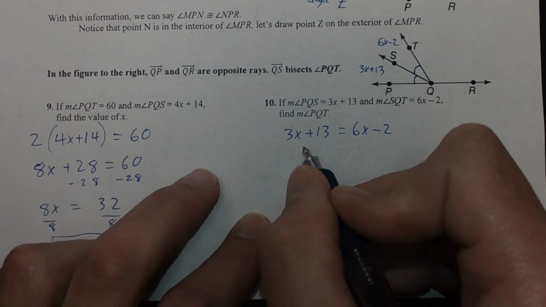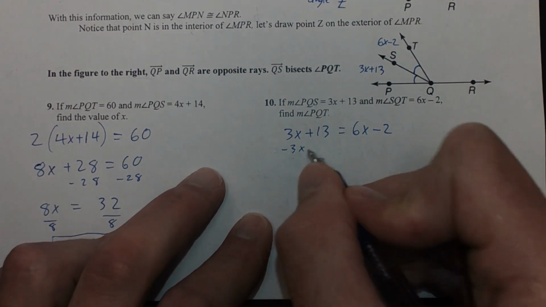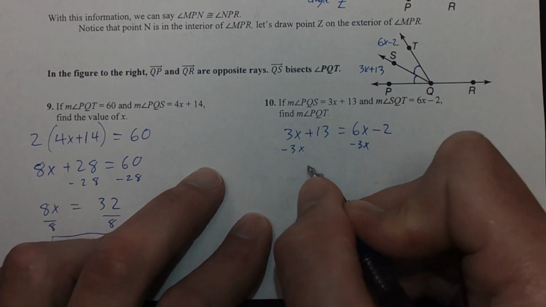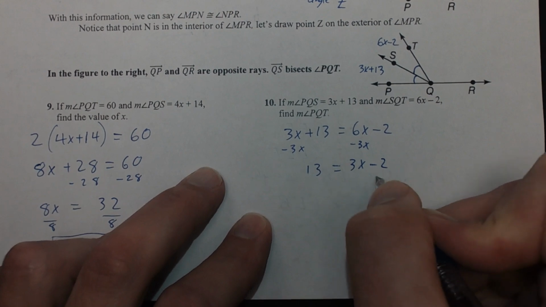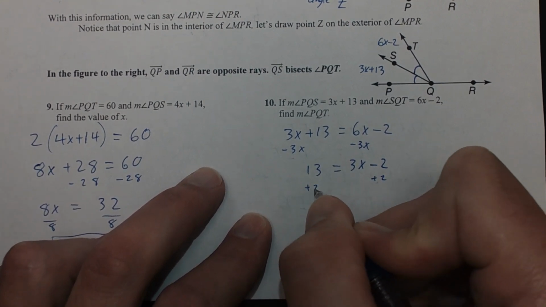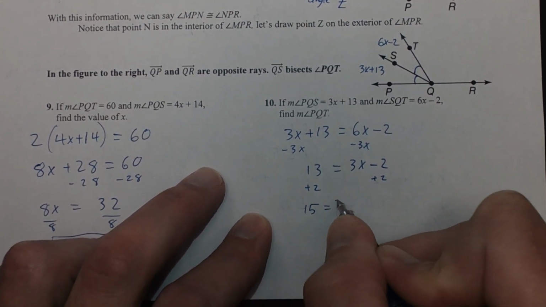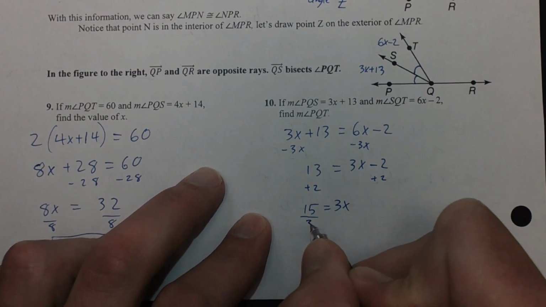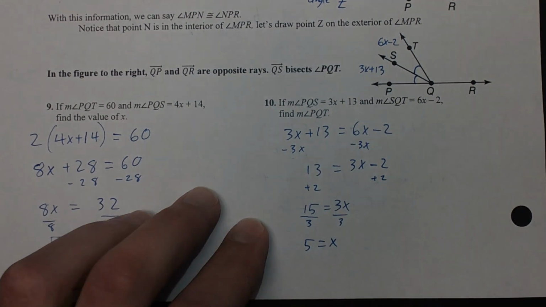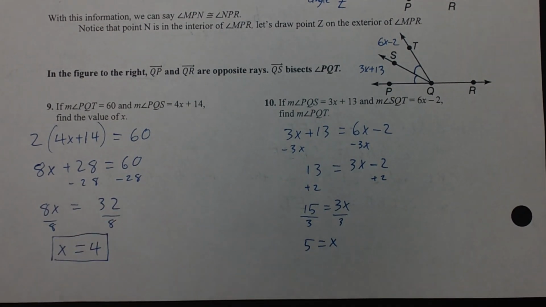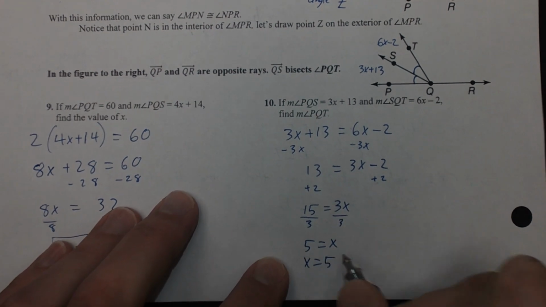Solve for x. I'm going to subtract 3x from both sides. 13 is equal to 3x minus 2. Add 2 to both sides. 15 is equal to 3x. Divide by 3. 5 is equal to x. That is not what we were asked to find, but we do need to know that x is equal to 5.